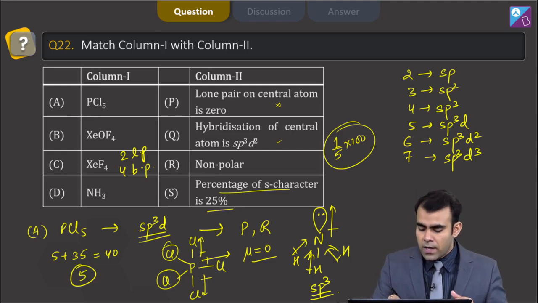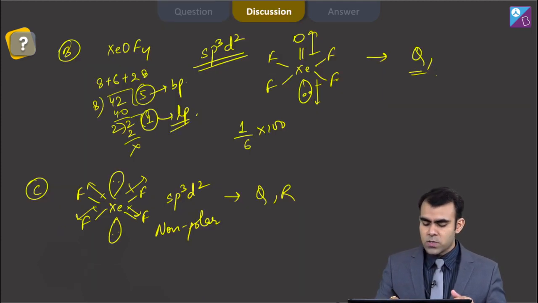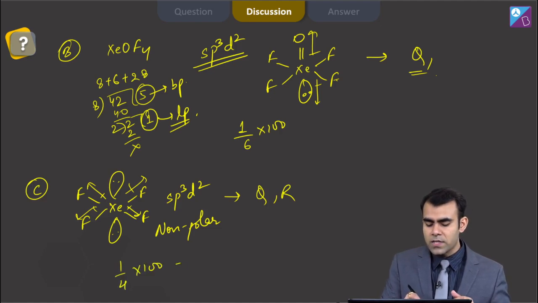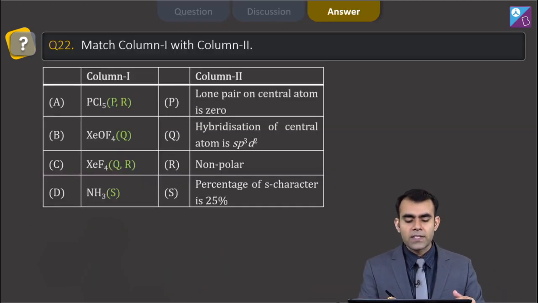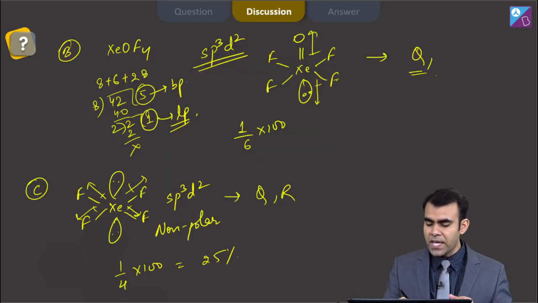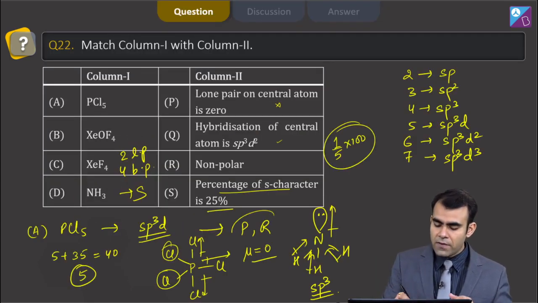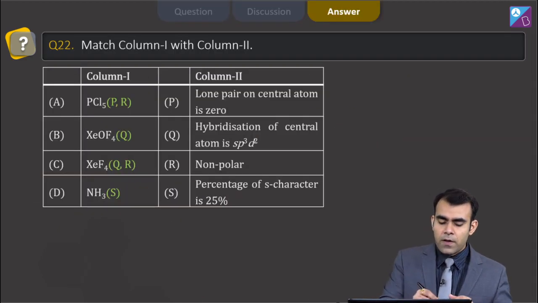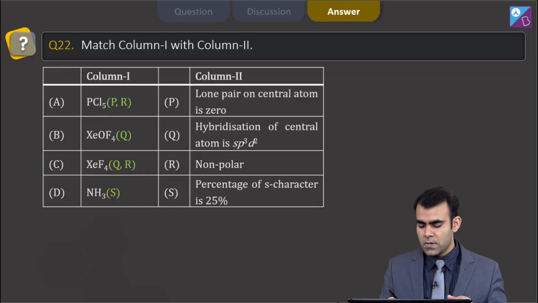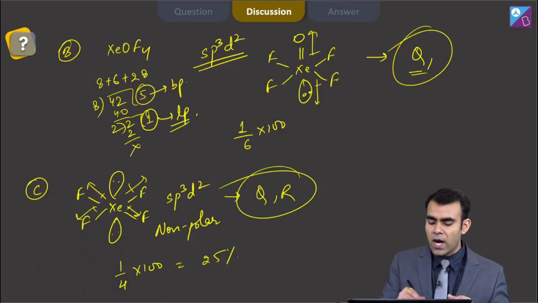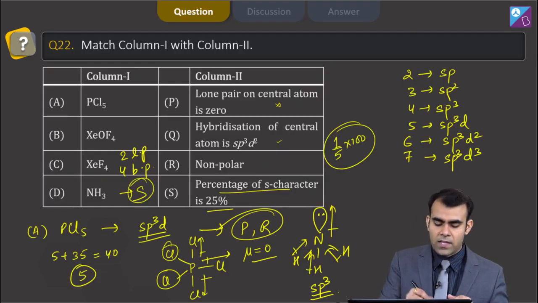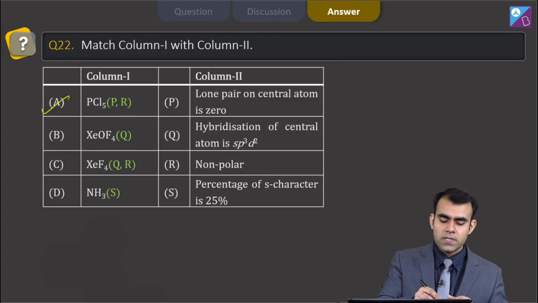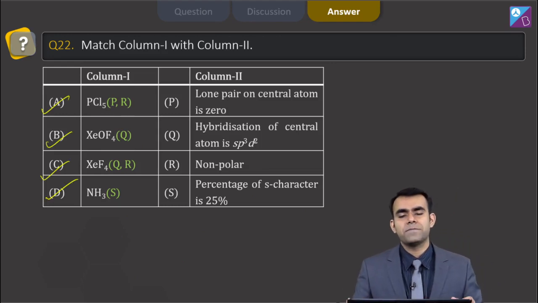Yes, total 4 orbitals and 1 is S. So this is 1 divided by 4 into 100, that is 25%. So for the last option, we have only S. So my answer is A. This is PR, as we have seen here, that for A we have PR, for B we have Q, for C we have QR, and similarly for D we have only S. So this is my answer.